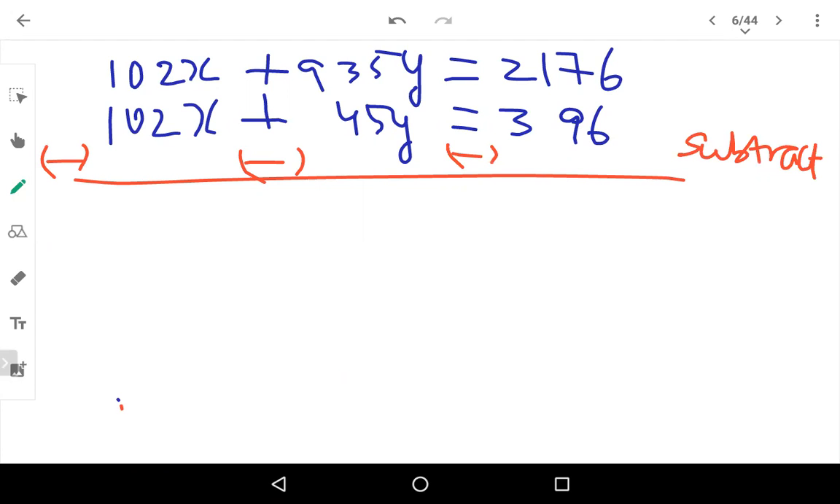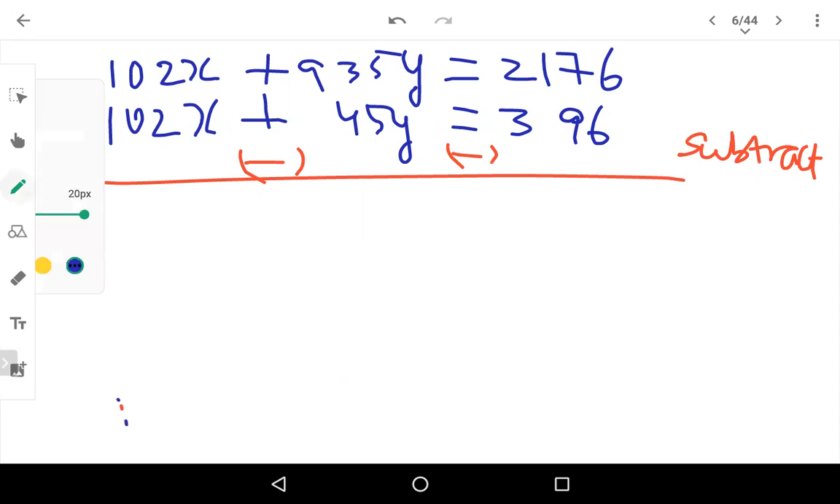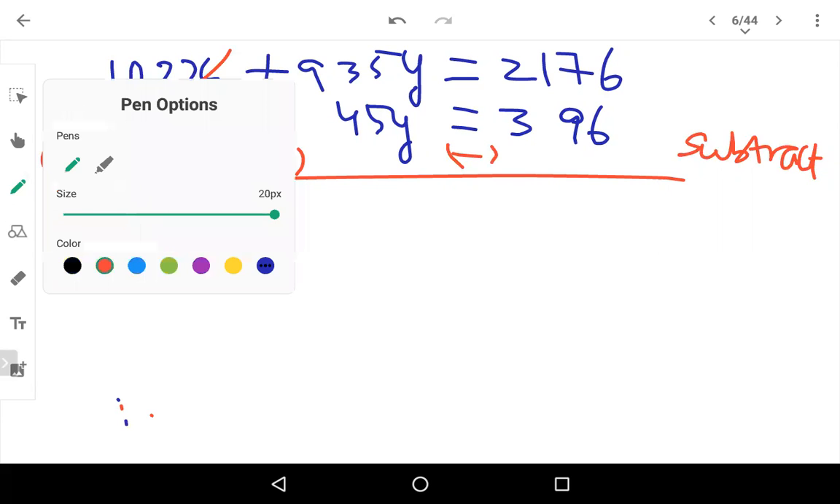Okay. Now while we are subtracting the equation, we change the signs. Now 102x and 102x will get cancelled. One is plus, one is minus. Yeah, correct, Bindushi. Y is equal to 2. Now find out the value of x quickly.